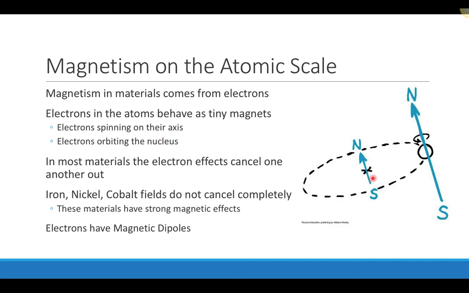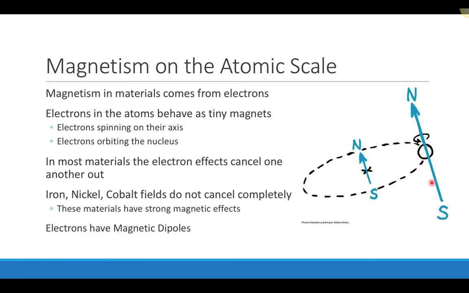So these electrons, as they're orbiting the nucleus, actually produce a magnetic field. They behave as little tiny magnets. Also, as the electron orbits the nucleus, that movement of the electric charge also produces what's called a magnetic dipole, or a tiny magnetic field. And so there's two different contributions to magnetism on the atomic scale, the spinning of the electrons and then the electron orbiting the nucleus.